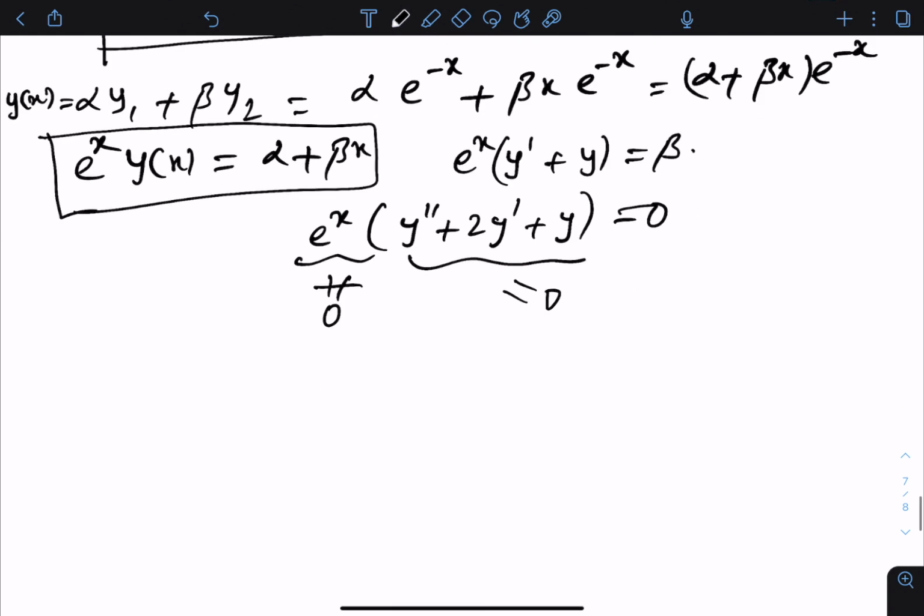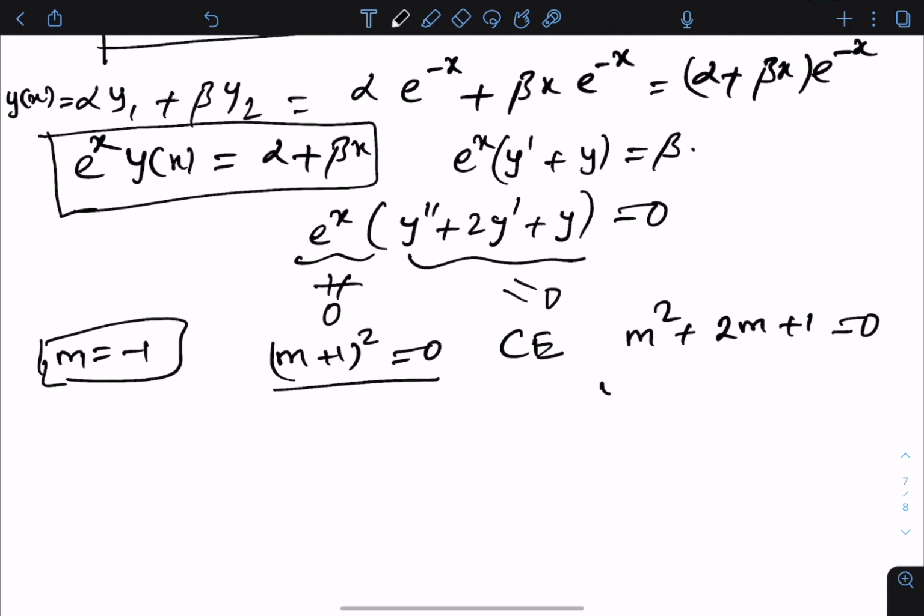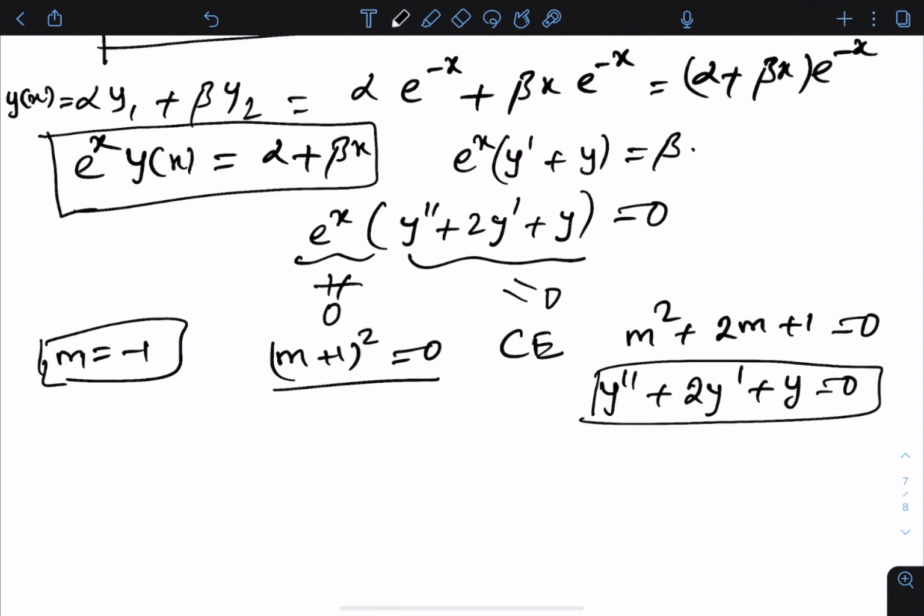So it is actually root minus 1. So if you look for the characteristic equation, m equal to minus 1, what is that root? So it's basically, and m is a repeated root, so it's (m plus 1) whole square equal to 0. So what is the equation which has this as its characteristic equation? What is this equation? m square plus 2m plus 1 equal to 0. So what is the ODE which has this as the characteristic equation? This one.